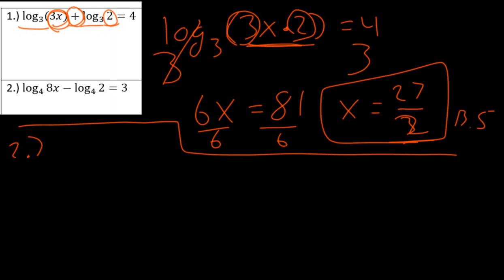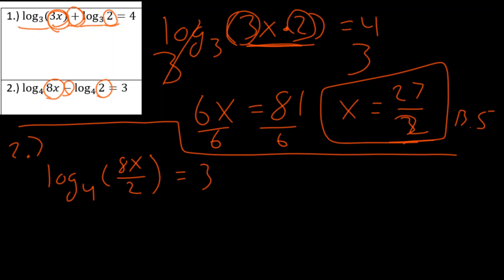Alright, now in this one, notice they're not being added, they're being subtracted. So when we're adding, we multiply the two things. When we subtract, we know we're going to have to divide. So what's that going to look like? Well, we can write this. Log base 4 of, and our very first thing here, the logarithm of 8x, will be divided by the second thing we're taking the logarithm of, which will be 2, in parentheses, is equal to 3.